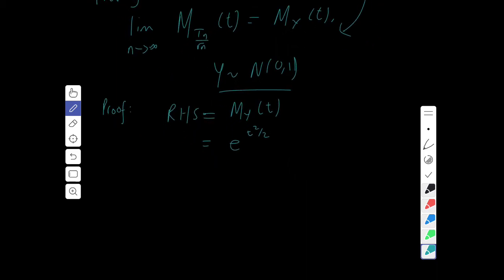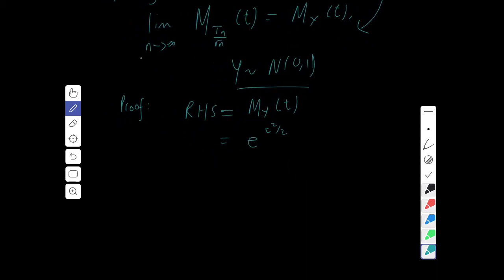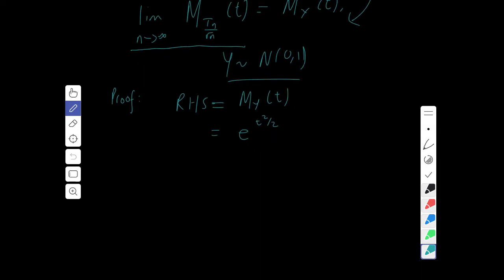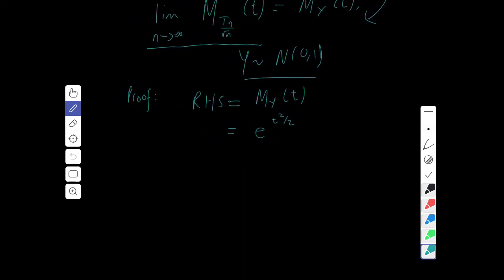And now we need to show somehow that the limit as n goes to infinity of the moment generating function of Tn over square root of n is e to the t squared over 2. So how do we go about doing that? Well, we need to first consider what is M of Tn over root n of t. What is that equal to?